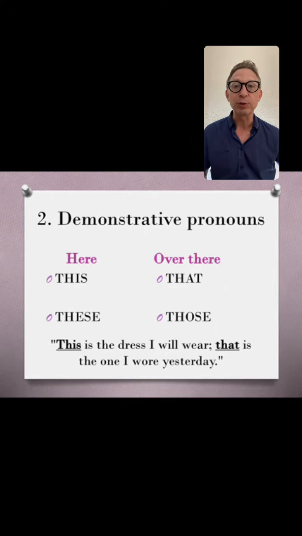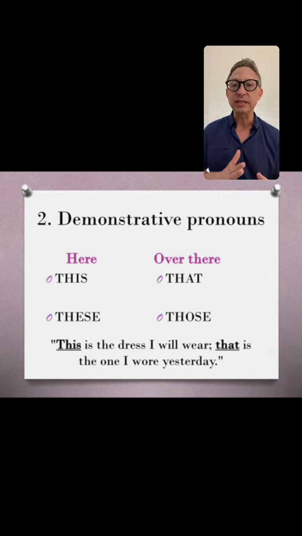The demonstrative pronoun is to demonstrate or to show. So that's the clue. When you show or demonstrate, you say this or that. And so you're showing this or that, these or those. So let's look at an example. This is the dress I'll wear. That is the one I wore yesterday. And if you see, one acts as a pronoun, doesn't it? One refers to dress. That over there is the one I wore yesterday. This is the one I'm wearing today.